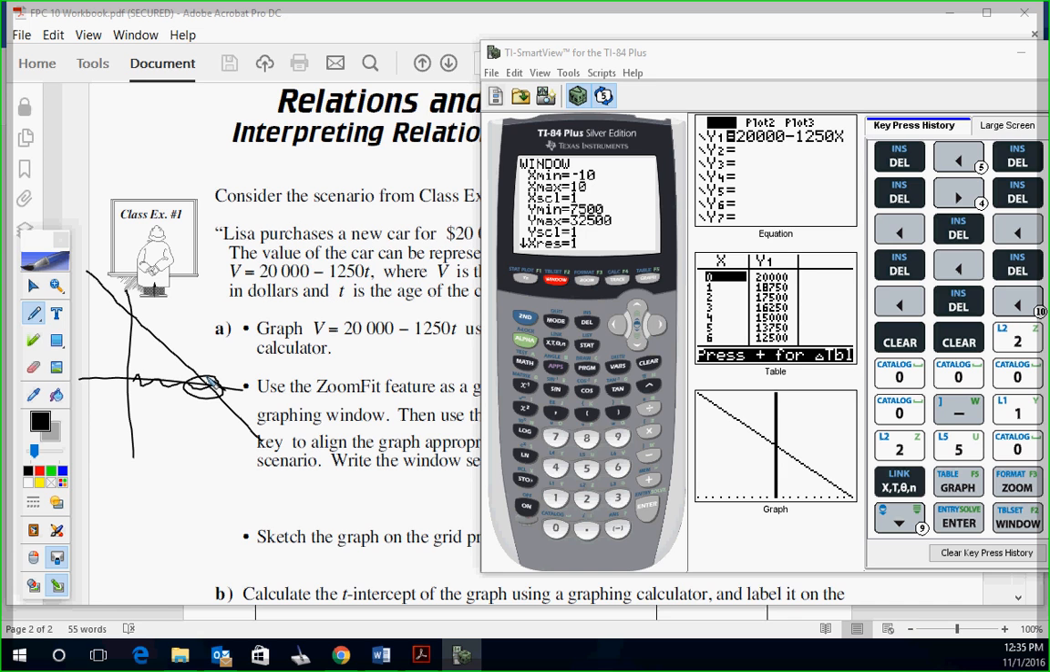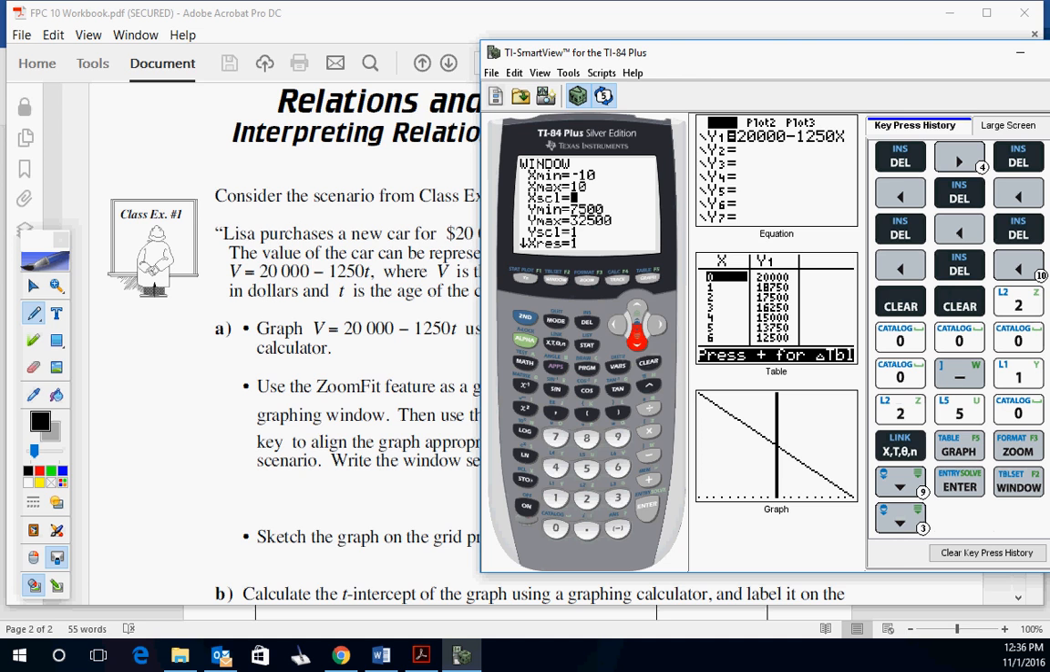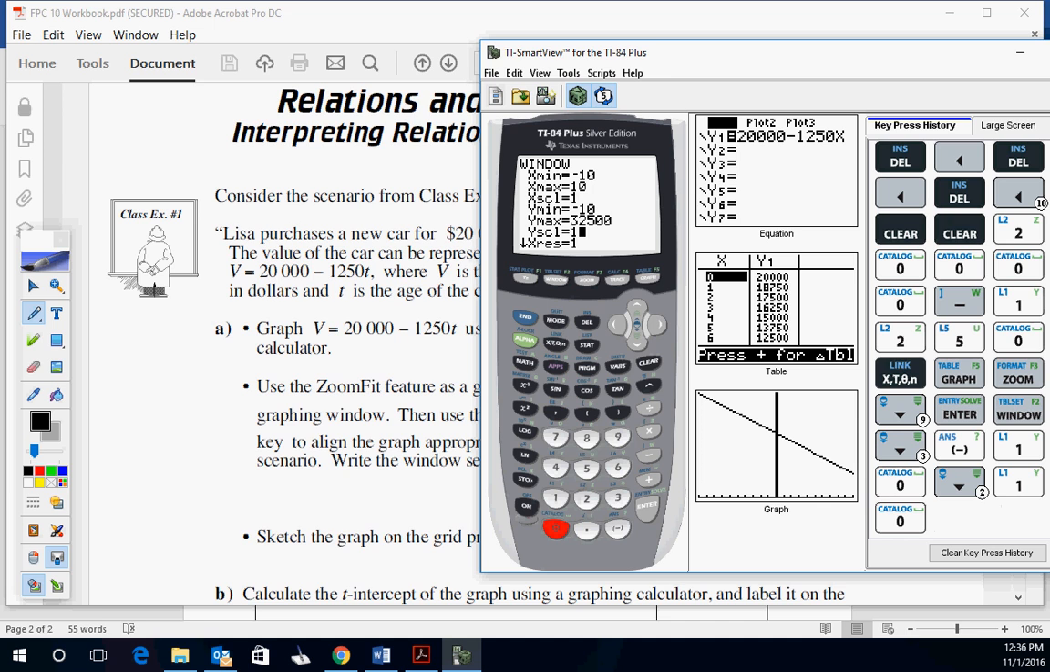So I'm going to go over here and I took the zoom fit. I'm going to adjust it a bit. I'm going to make my y min like negative 10, just so I can see 0. You also can change your scale to like 5, maybe 10 even.